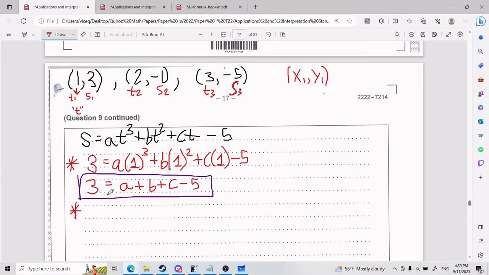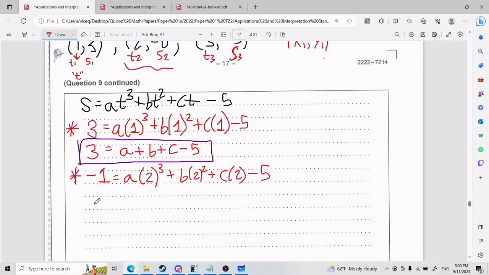My t is going to be 2, and my s is going to be -1. I'm looking at this guy here, all right? So -1 equals a times t, which is 2 cubed, plus b times 2 squared plus c times 2 minus 5. Notice that I plugged all of these in parentheses, okay? As a rule of thumb, when you plug in a number, plug it in parentheses. That way you can make sure you're doing it well in terms of exponents, in terms of double negatives, all of that stuff, see?